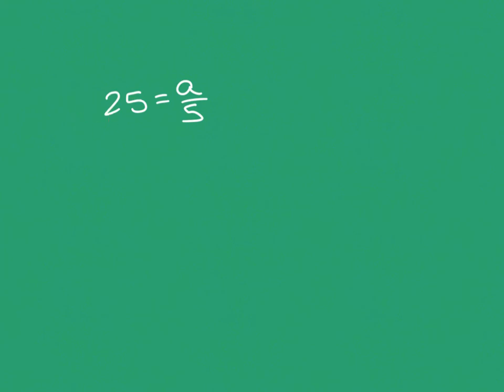Nope, look for the variable. Here's a variable on this side of the equation. Okay, my goal is to get him to be a loner. So he's being divided by 5. Opposite of divide by 5 is to multiply by 5, but I must do that to both sides of the equation to keep it fair. That cancels out, leaves me with just a. And 25 times 5 will give me 125.